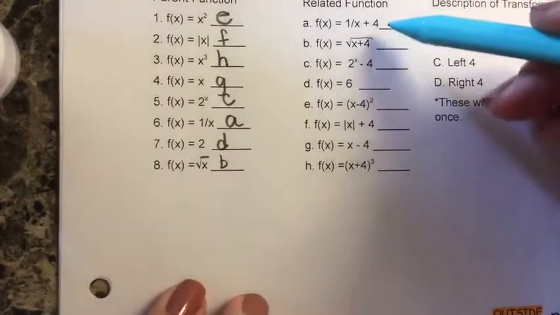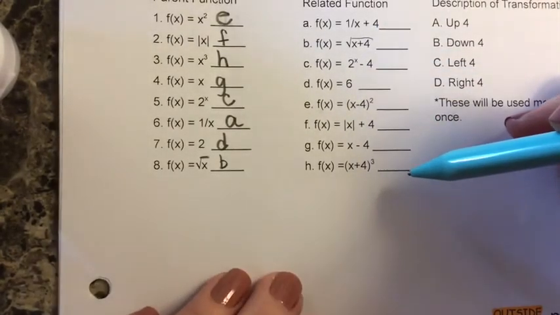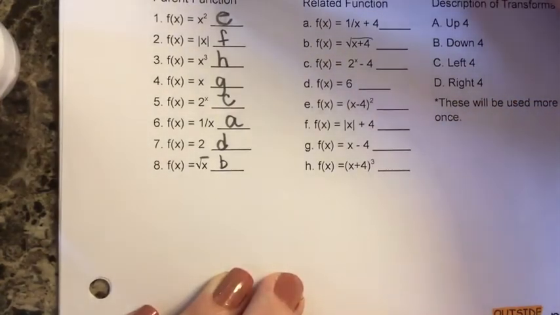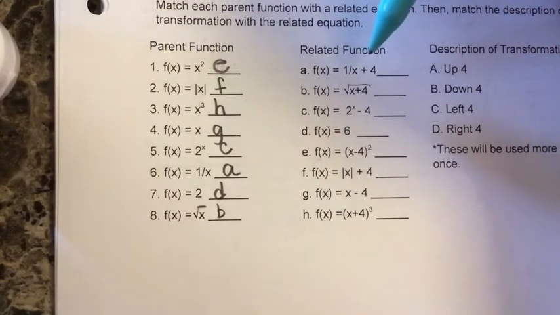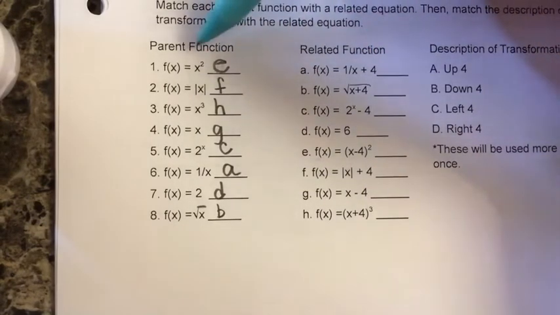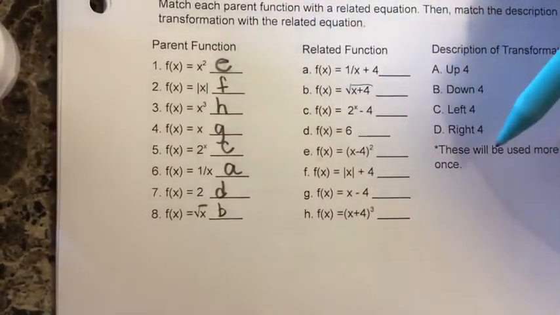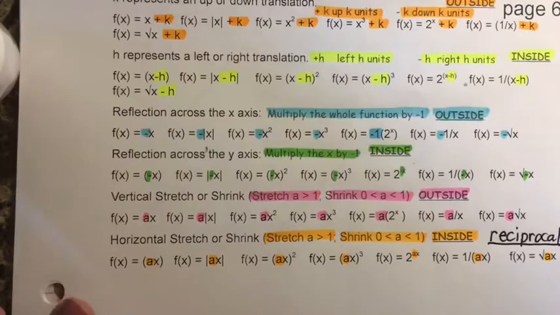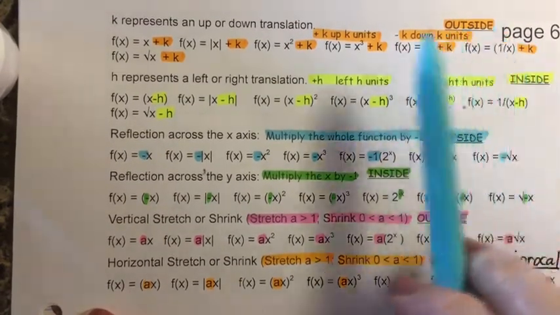Now, before we look at this second column, we're going to, in a moment, match the transformations of the parent function to the related function. How were they transformed from here to here? And these will be our choices. But before we do that, I want us to look down here. Hopefully you can see it all. I think you can see the majority.